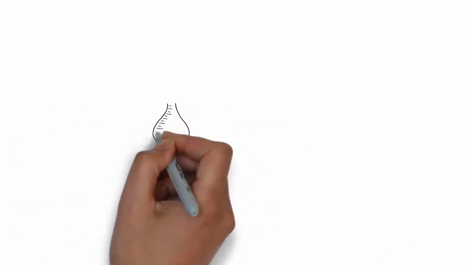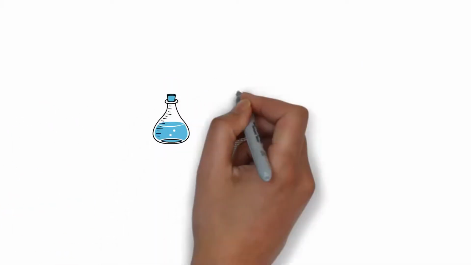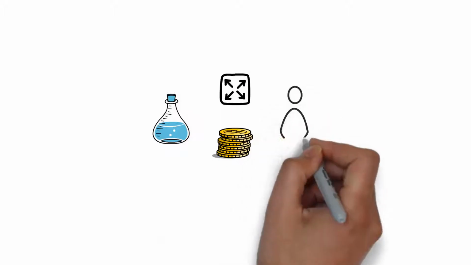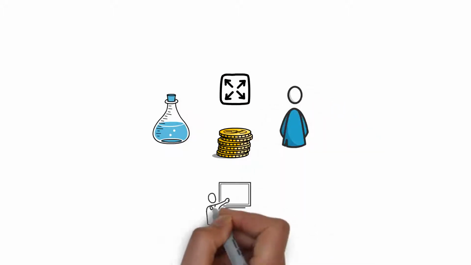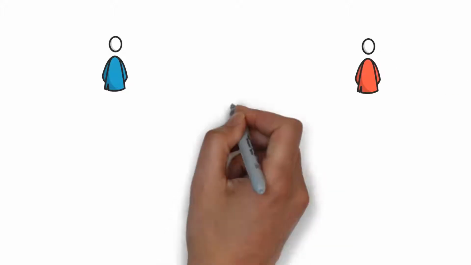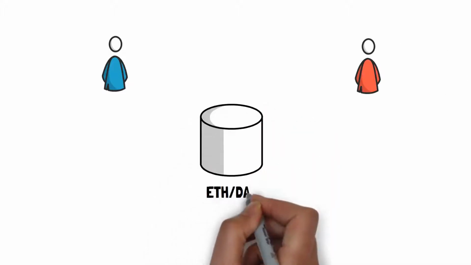Concentrating liquidity offers much better capital efficiency for liquidity providers. To understand it better, let's go through a quick example. Alice and Bob both decide to provide liquidity in the ETH DAI pool on Uniswap v3.